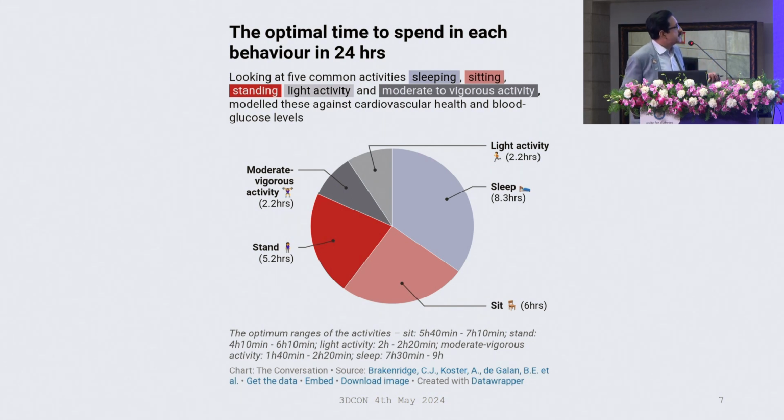So what is the optimal time that you require to spend in 24 hours? Sitting probably around 6 hours, standing around 5.2 hours, moderate activity. This is for a day. This is just an idea which you should know, now that all of us are wearing a wearable, so you know how many hours you are standing. And sleep, they say 8 hours.